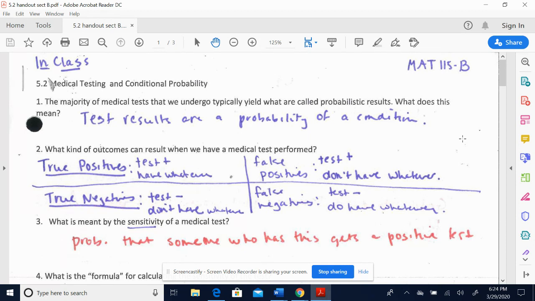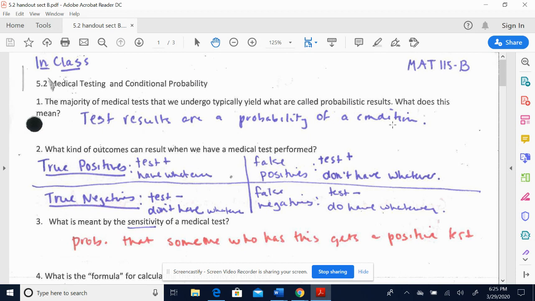So most of us think that when we go in, we're going to take this test. And if we have it, we're going to get a positive, and if we don't, we're going to get a negative. And that's really kind of only half the story because the majority of medical tests that we undergo typically yield what are called probabilistic results. Okay, now what does that mean? Getting a test result is only a probability of a condition.